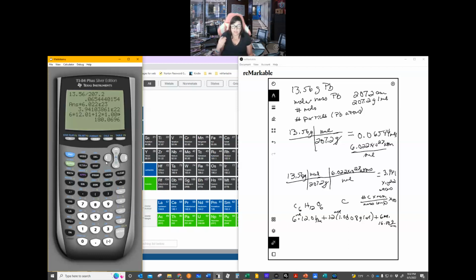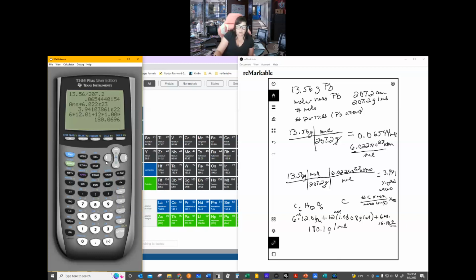Now, I don't consider the 6, the 12, and the 6 when I look at my sig figs. Those are considered infinitely known. So they're not what limits my sig figs. So I have 12.01, which is 4 sig figs, 1.0008, which is 5, and 16.0, which is 4. So I'm going to report my answer in 4 sig figs, which gives me 180.1 grams per mole for that particular compound.